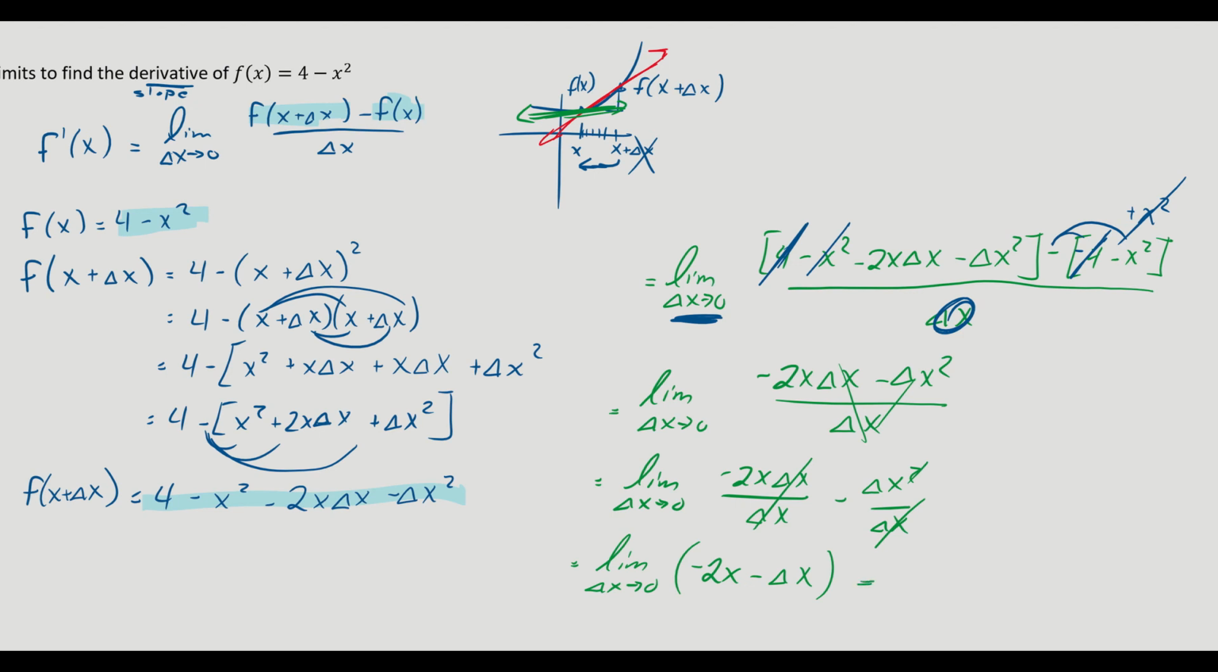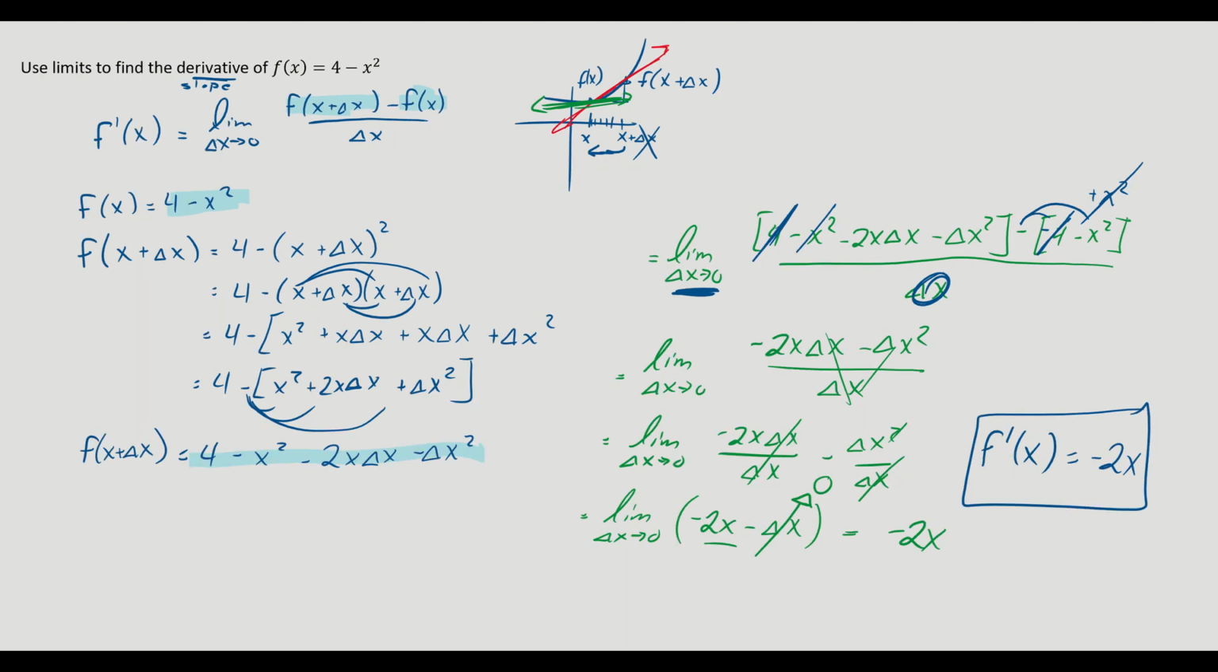Okay, but now with this reduction, I got rid of the denominator, so now I can take the limit, and what happens? Change of x goes to 0. This is unaffected, leaving me just negative 2x as my derivative. So after doing the limit definition, I can confidently say f prime of x is equal to negative 2x. So this problem asks to use limits to find the derivative of f of x equals 4 minus x squared. But another way it could have been worded is to use the limit definition to find the derivative of, and then here's our process for it.